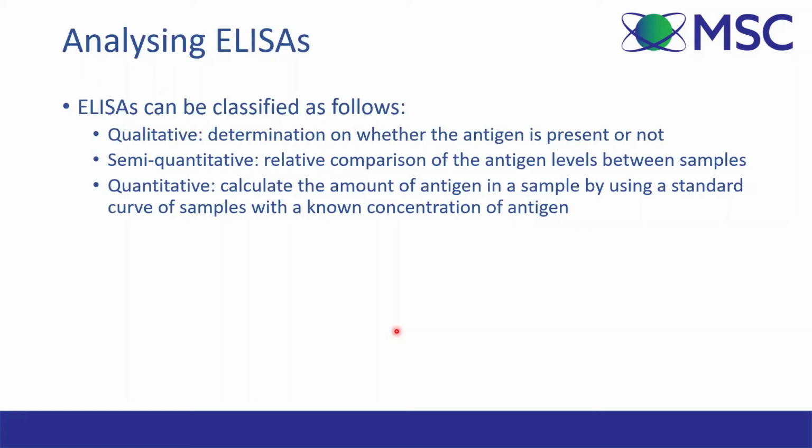So ELISAs can actually be split into 3 types. So one could be qualitative. This is a determination of whether your antigen is either present or not. So for example, say you've got a knockout and your wild type, you want to see whether that protein is present or not. Semi-quantitative, so this is a relative comparison of the antigen levels between samples. So say you have stimulated your cells with a ligand, and you want to see if the protein levels have increased or decreased. So this could be semi-quantitative. So has it increased since you added the ligand, or has it decreased? And then there's quantitative. So this is actually a calculation of the amount of antigen in your sample by using the standard curve, like I showed before, of known concentration of antigen.